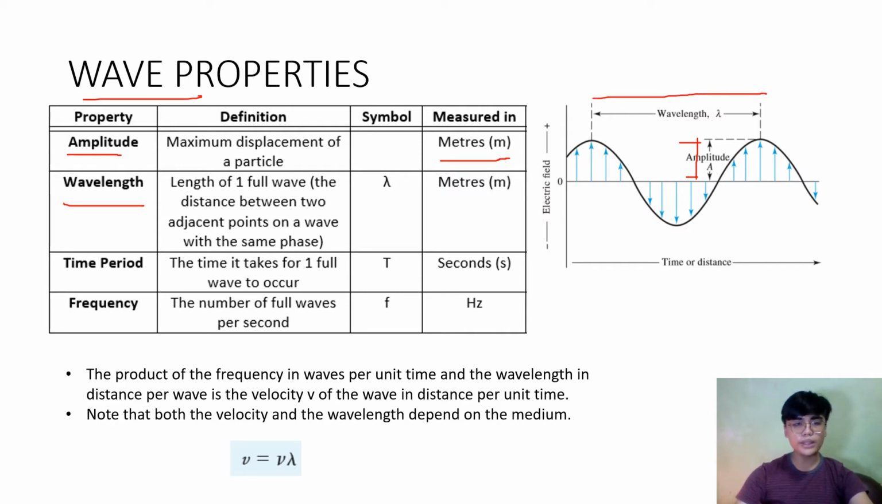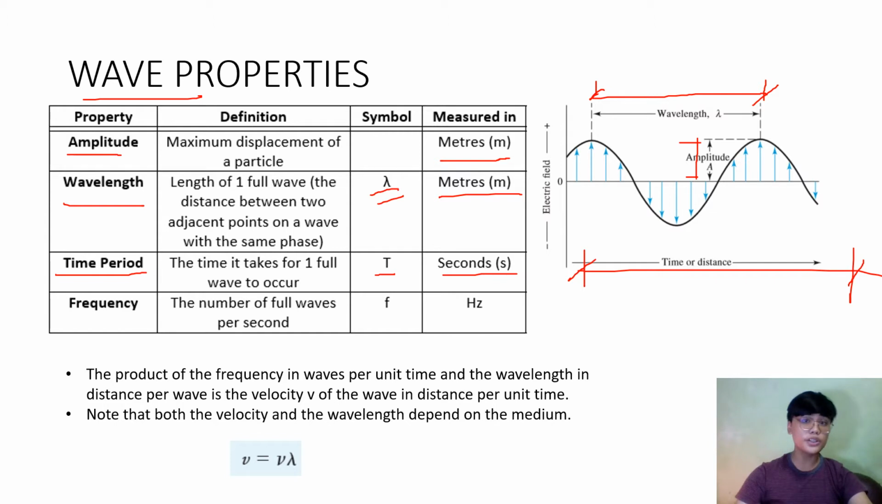Wavelength is the length of one full wave, the distance between two adjacent points on a wave with the same phase. So the wavelength is the linear distance between the successive maxima or minima of a wave. It has this symbol, measured in meters. Next property would be the time period. It is defined as the time it takes for one full wave to occur. It has the symbol T, measured in seconds.